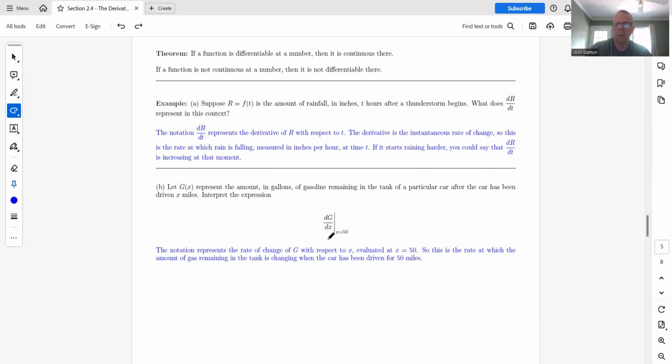We'll see this notation again later. But this just means you're evaluating this expression when x equals 50. So this is the rate at which the amount of gas remaining in the tank is changing when the car has been driven 50 miles. Okay, so these are pretty simple. Once you get used to them, just remember slope is always change in y over change in x. So how is the y changing at this particular x value, whatever value x is.